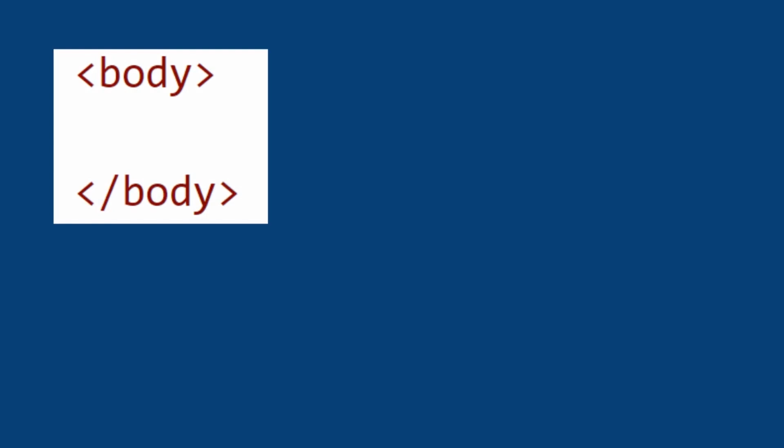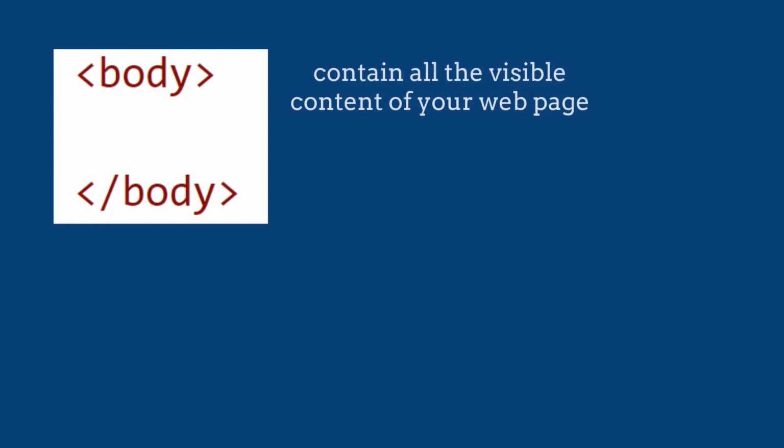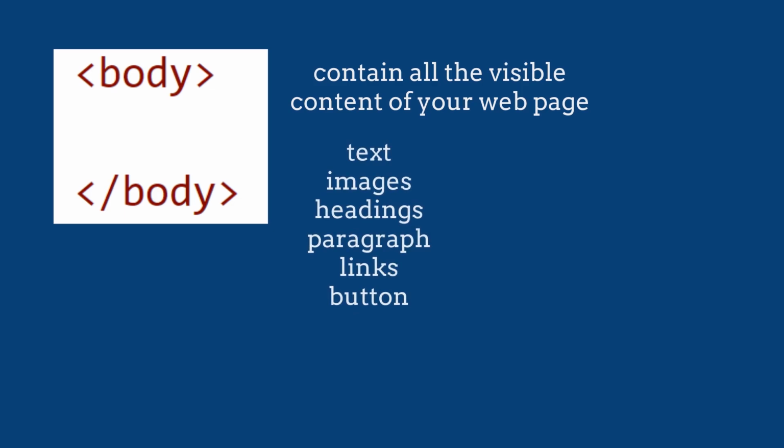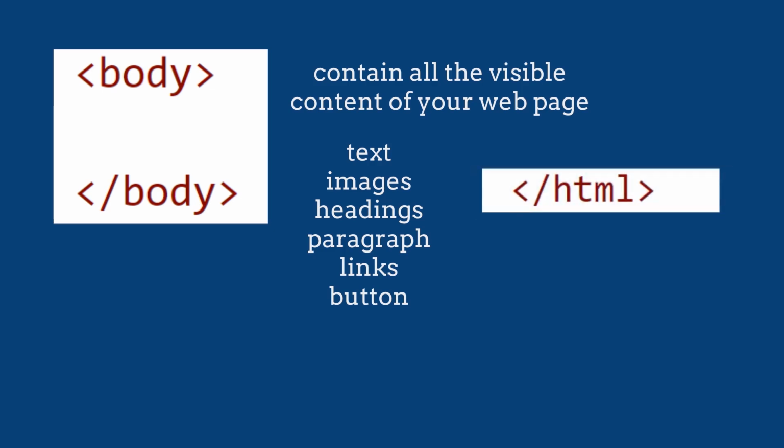The body. The body tag contains all the visible content of your web page. That is what the user actually sees and interacts with. This is where you will add all your text, images, headings, paragraphs, links, buttons, and so on. Currently, the body of your web page is empty, meaning the page will appear blank when loaded. The closing HTML. This closes the root HTML tag and signifies the end of your document.